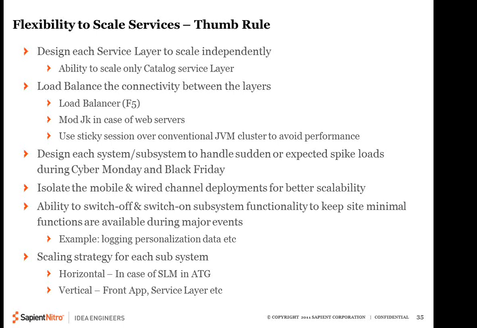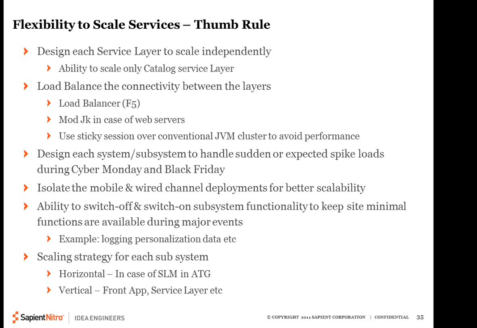And the ability to switch off and switch on subsystem functionality keeps the site's minimum functions available during major events. Let's say always logging the personalization data is CPU intensive and also performance intensive, right? How do you switch that off when you know that during a surge or spike load, so that the common functionalities are available to the end user?